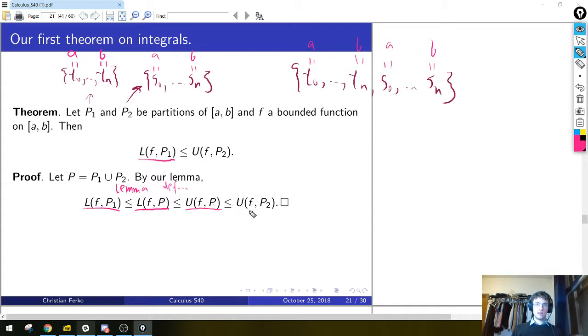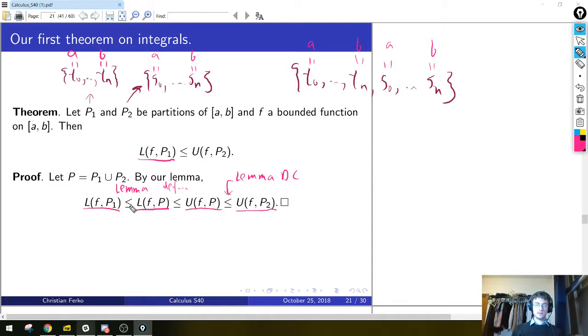And now, this last step is from the other half of the lemma, which you will prove in the DC, which is that for upper sums it goes the other way. Again, for P being a finer version than P2, because P again has all the points of P2 and maybe some more, the way it works for upper sums is that the finer guy is always smaller than or equal to the coarser guy. So that's again from the lemma.